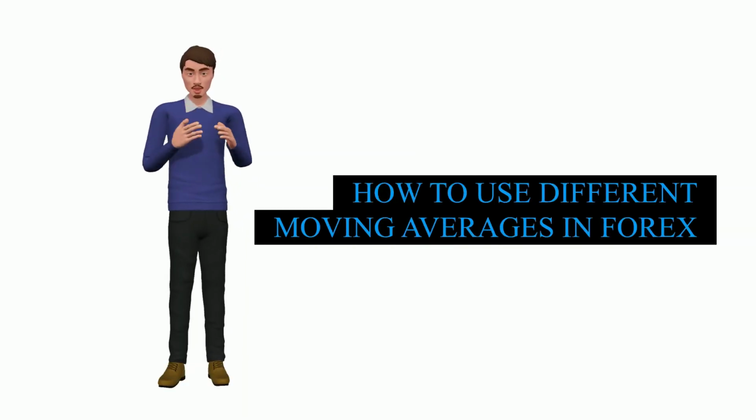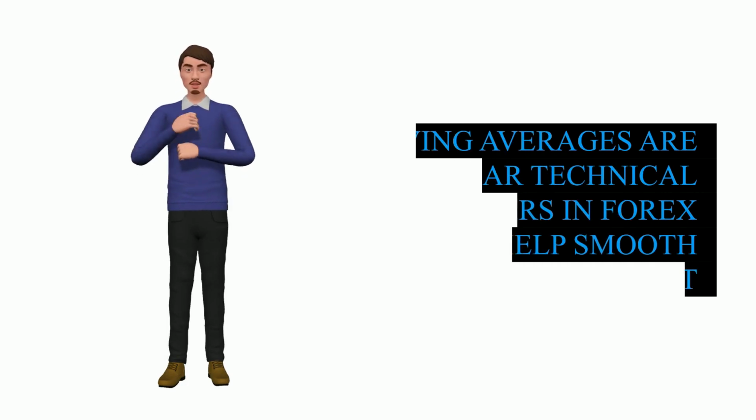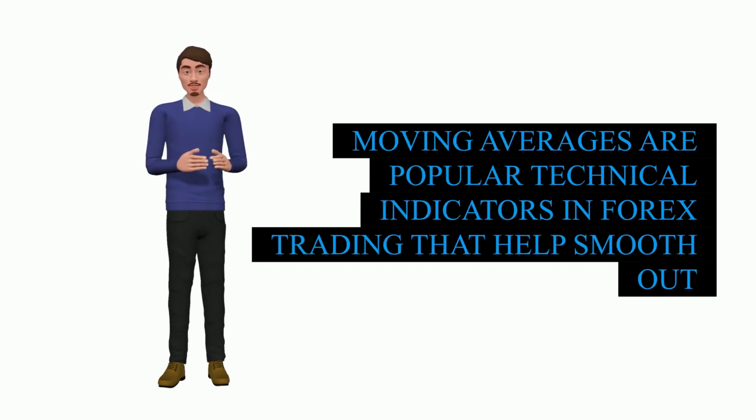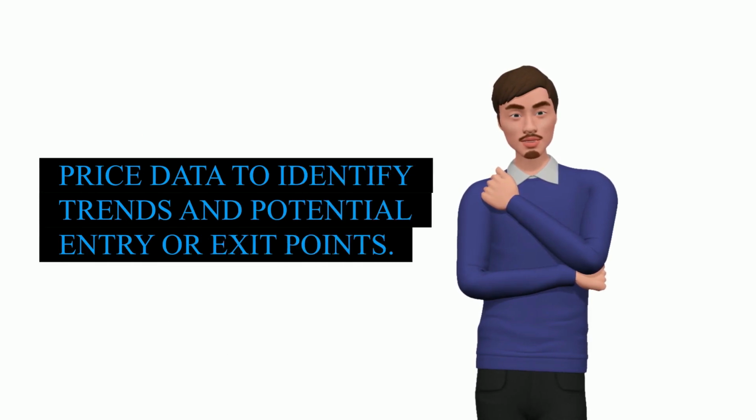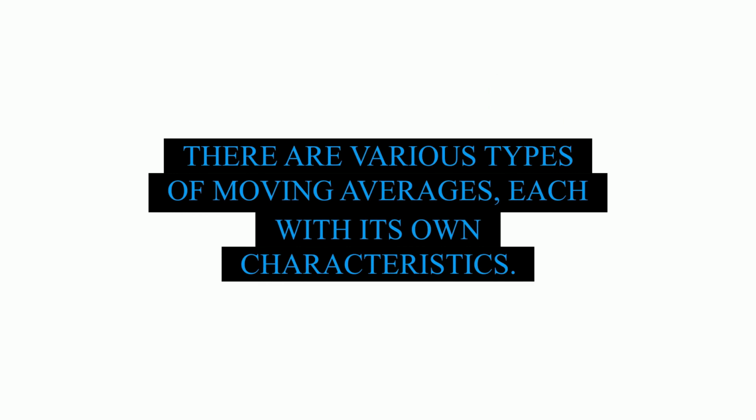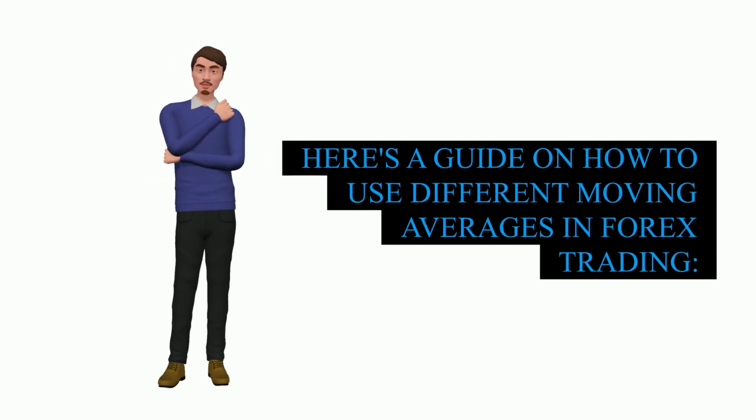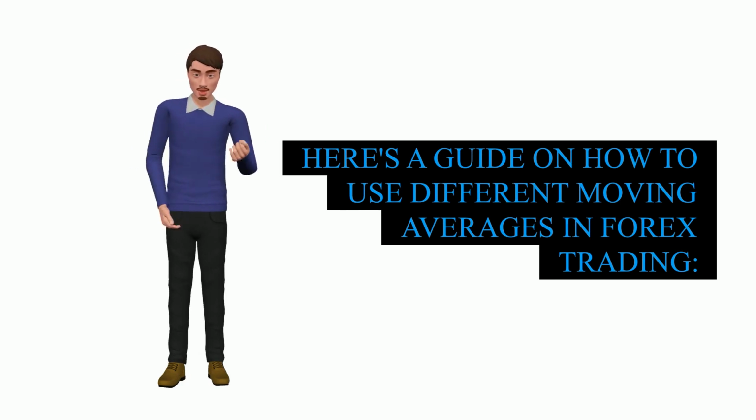How to use different moving averages in forex. Moving averages are popular technical indicators in forex trading that help smooth out price data to identify trends and potential entry or exit points. There are various types of moving averages, each with its own characteristics. Here's a guide on how to use different moving averages in forex trading.